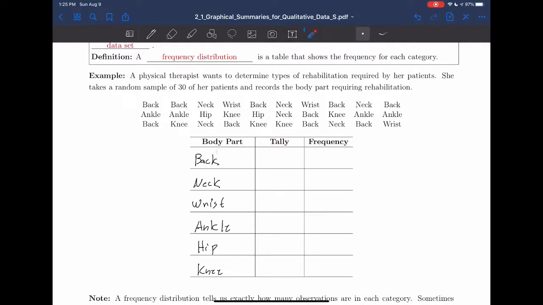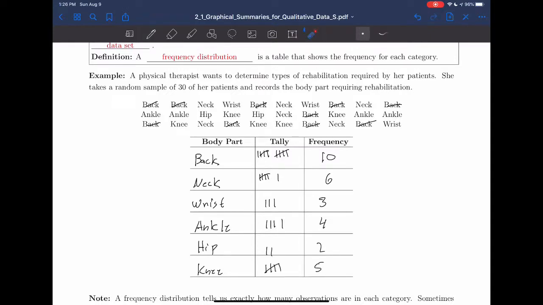So let's look at back. You have to tally all of the backs in your data set. So there's 1, 2, 3, 4, 5, 6, 7, 8, 9, 10 backs. And you want to tally them up. So there's 10 backs. And you want to do the same for the rest of them. For neck, there is 6. For wrist, there's 3. For ankles, there's 4. For hip, there's 2. And for knee, there is 5.